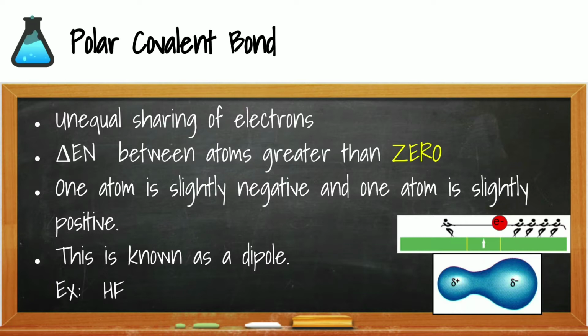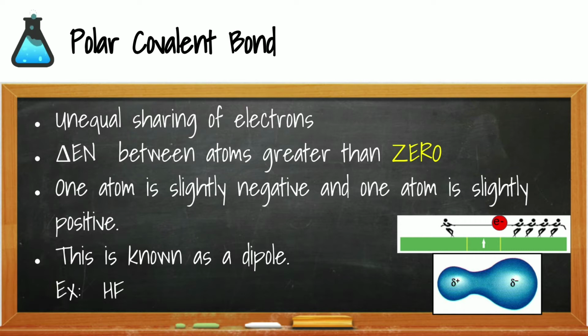A polar covalent bond, on the other hand, results when two different atoms are bonded that have different electronegativity values. Here, the electronegativity difference is not 0, and the electrons will be held more closely by the atom with the greater electronegativity. This creates a dipole, the prefix di meaning 2, pole meaning areas of charge.